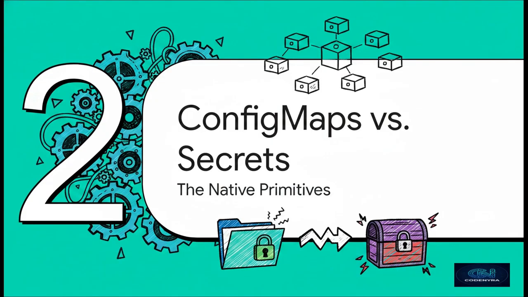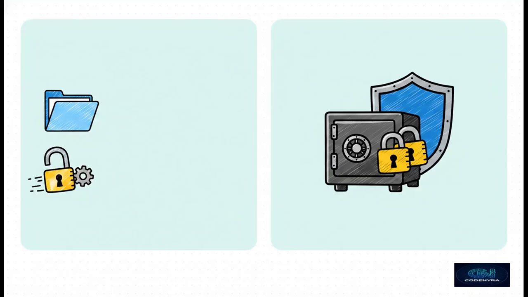Section 2, ConfigMaps versus secrets, the native primitives. Kubernetes gives us two built-in API objects designed specifically to handle configuration. But it's absolutely vital that you don't mix up their use cases. Notice how clearly our data is separated here. On the left, we've got ConfigMaps. Now, these are purely for non-confidential data. Think of things like setting your database host to localhost for development, or maybe a cluster service name for production.